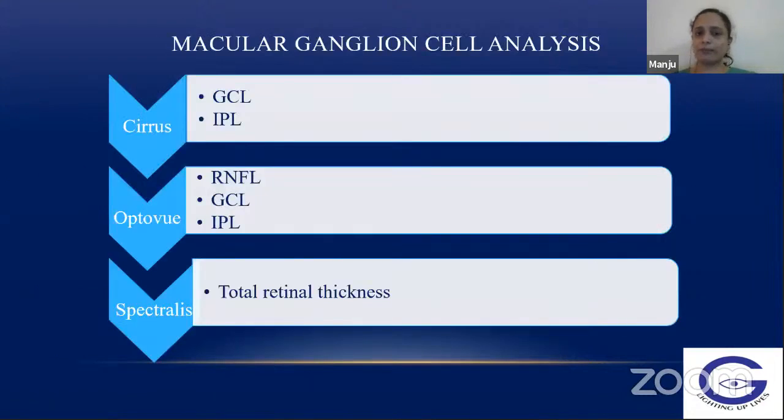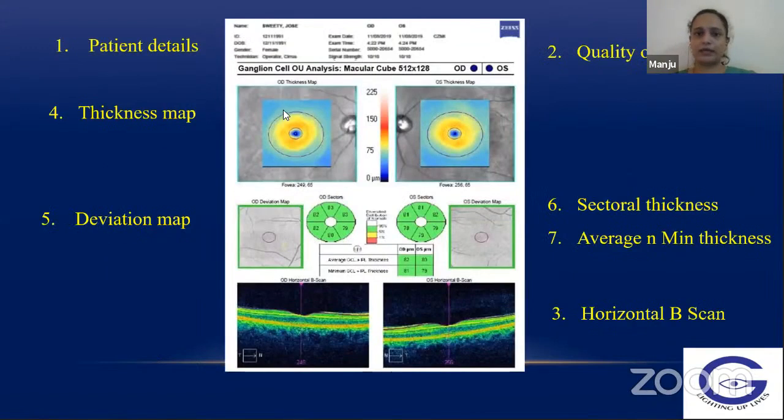So now coming to the macular ganglion cell analysis, Cirrus gives the combined thickness of the GCL and inner plexiform layer. Here again, zone 1 is patient details, zone 2 is the signal strength, zone 3 is the horizontal tomogram for the segmentation, zone 4 is the thickness map, zone 5 deviation map, zone 6 is the sectoral thickness, zone 7 average and minimal thickness. Here again, zone 5, 6 and 7 are color coded as I described earlier.